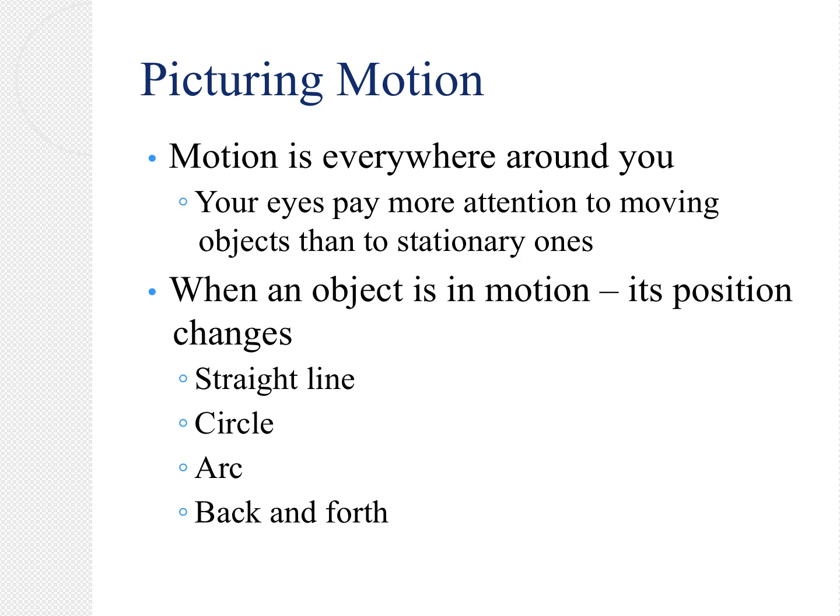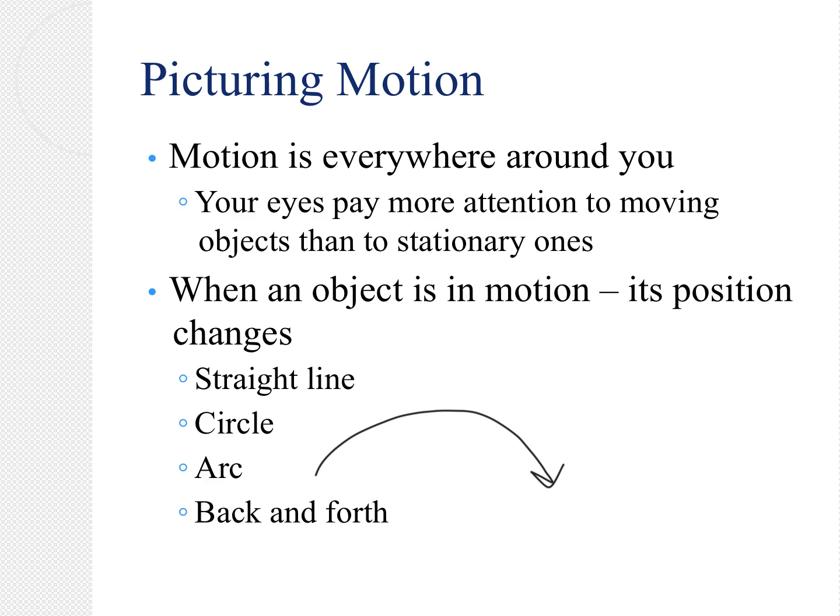So that just means it's moving both horizontally and vertically at the same time. Again, it looks like that. It's moving horizontally and vertically. And then the last type of motion is called back and forth motion, otherwise known as simple harmonic motion.